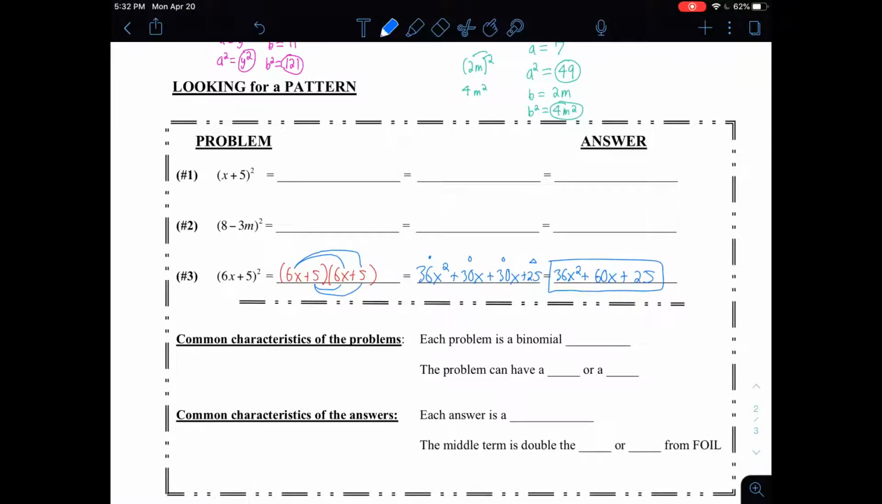But why don't you guys go ahead and do 1 and 2 on your own, just like we just did here, and try to figure out if you can figure out a pattern. Okay, go ahead and give it a try.